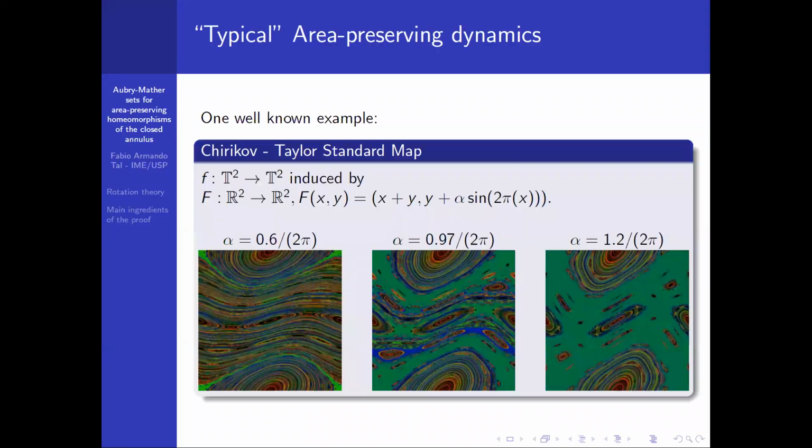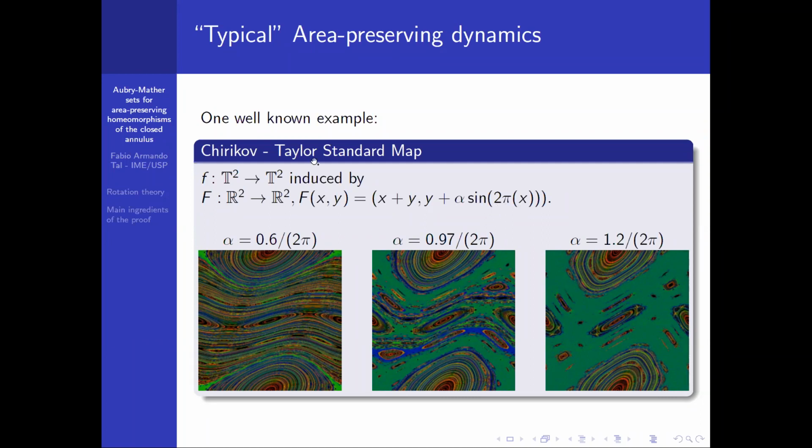But let me just start with some pictures. The idea is to study area-preserving maps of surfaces sometimes, or just area-preserving maps in dimension 2. And then you want to see what is the typical kind of things that you observe. There's one very standard family called the Chirikov-Taylor standard map, which is given here by this formula. It's just a shear in the first coordinate, and in the second coordinate you add some perturbation by alpha sine of 2 pi x.